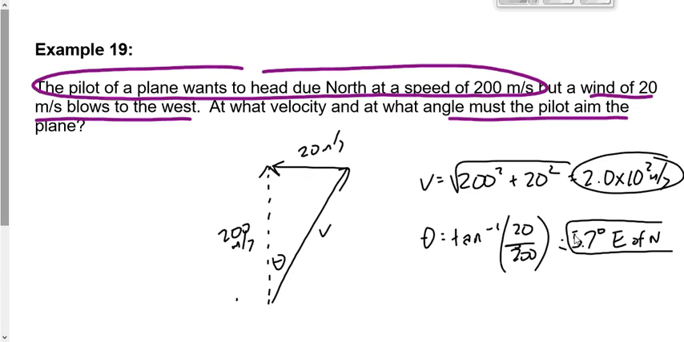Now, let's see, does this make sense? Okay, we want to go north. We want to go this way. But there's a wind blowing to the west, this way. Where do I have to aim? If I want to go north, but there's a wind going west, I kind of got to aim northeast somewhere, don't I? And that's exactly what I got, 5.7 degrees east of north. Does that seem like a reasonable answer? Yeah, so no, exactly. You're not going to aim southeast if you want to go north and there's a wind to the west, right?